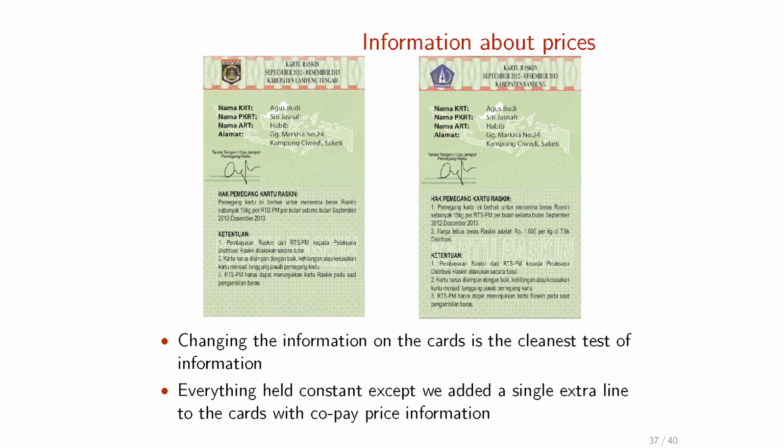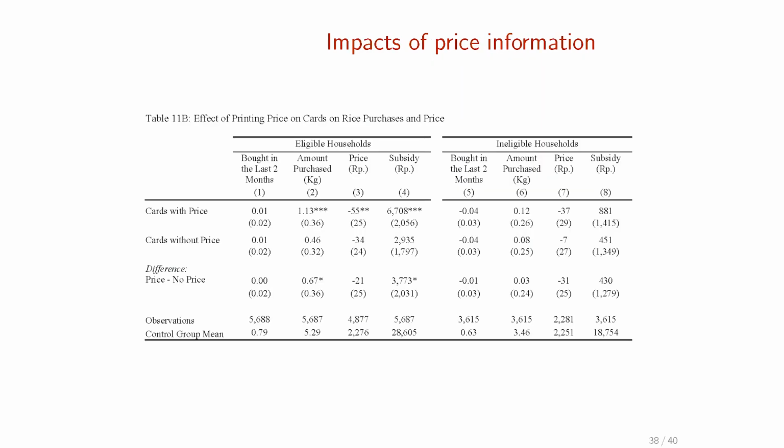The price information, remember the cards, and we can look at it. In the price information, people do get more rice, and they get it at a lower price. Even though it's just this one line, it actually makes a difference, suggesting that the actual information that's on the card also matters.